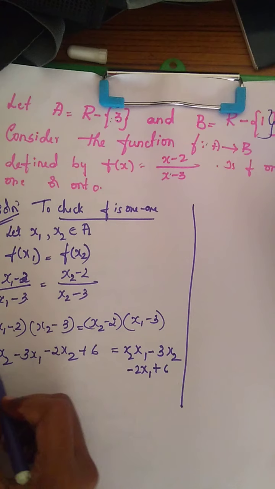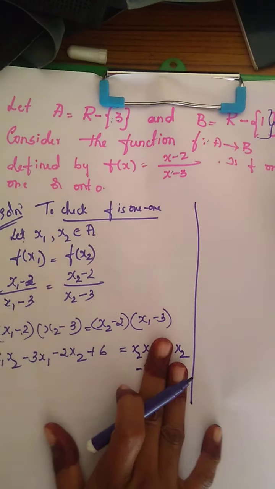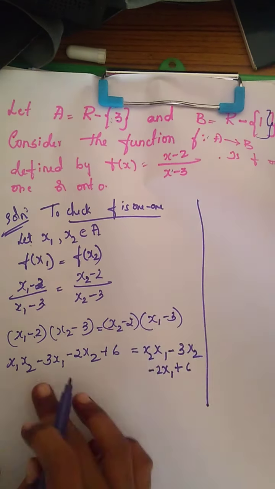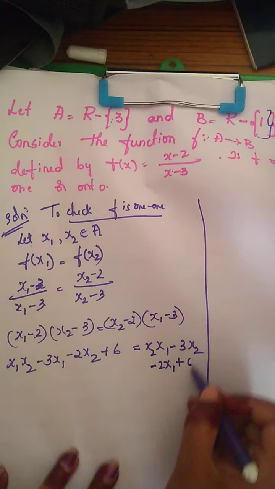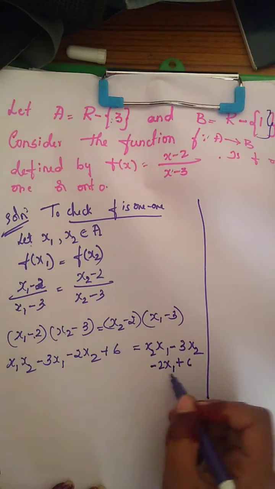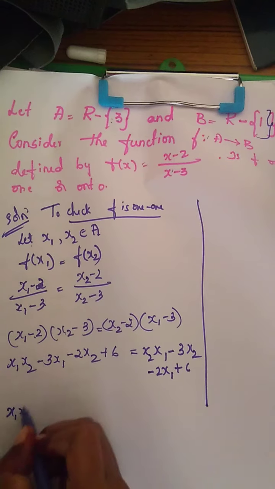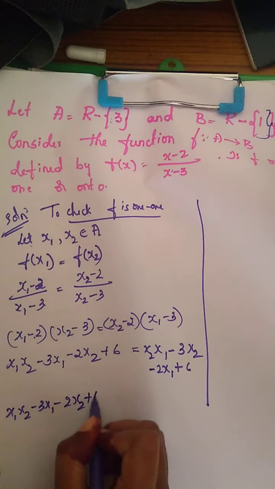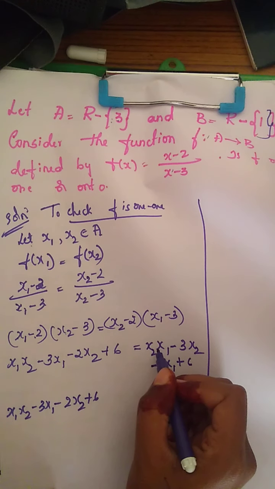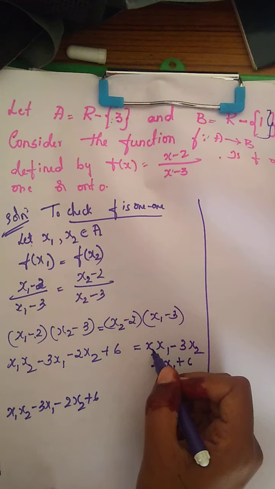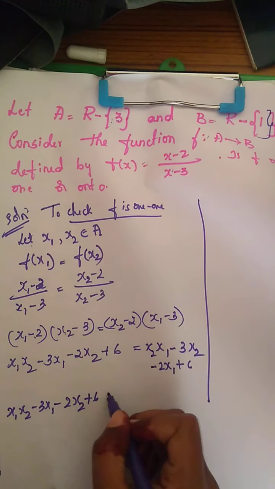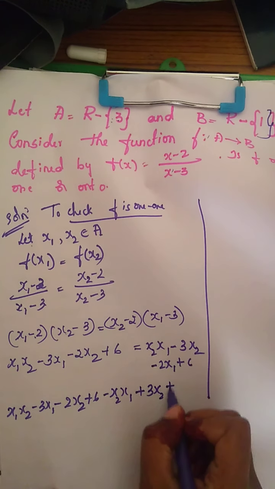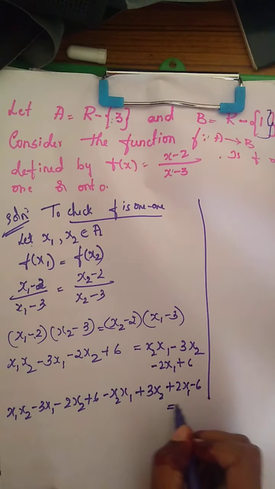So you can see that x1 x2 is common on both sides, correct? We can find it on both sides. So what I'll do, I'll take everything to one side and keep the right hand side equal to 0. So what happens? x1 x2 minus 3x1 minus 2x2 plus 6. I'll take all these things to the other side. So the symbol changes. If it was minus, it becomes plus. If it is plus, it becomes minus. So this is minus x2 x1 plus 3x2 plus 2x1 minus 6 is equal to 0.